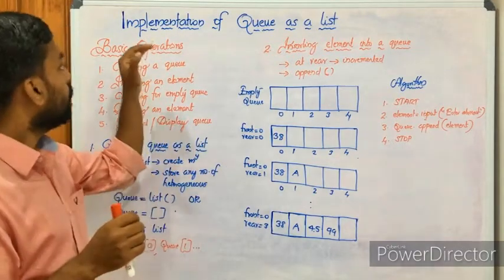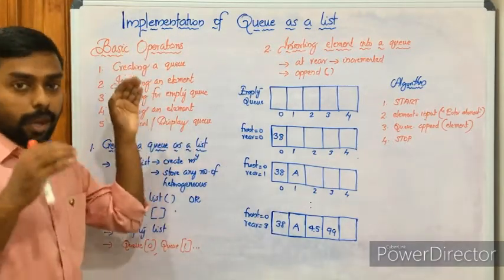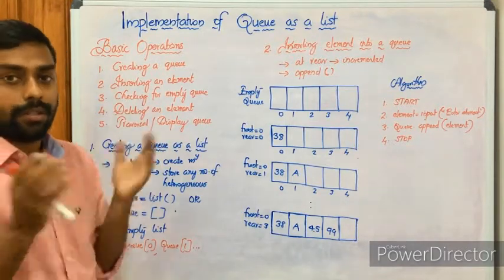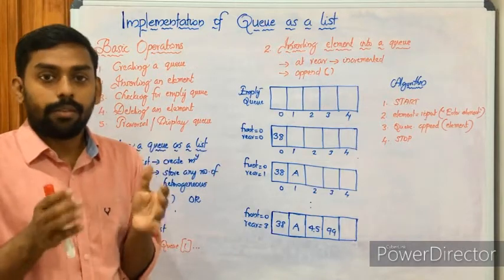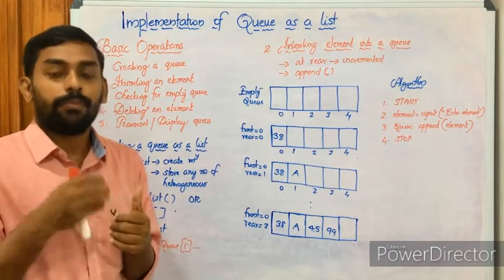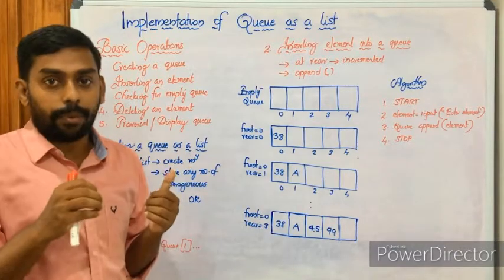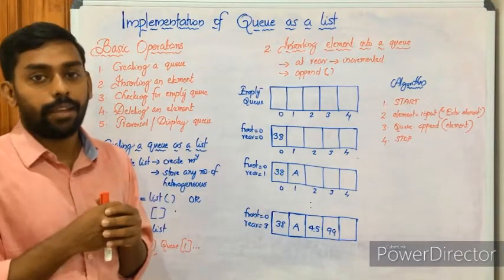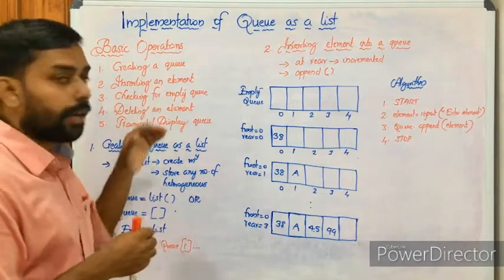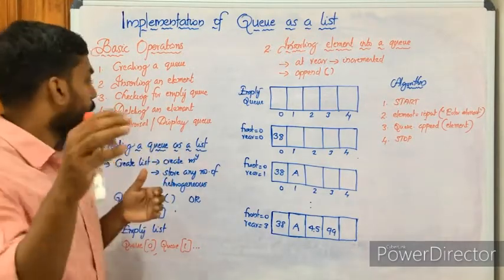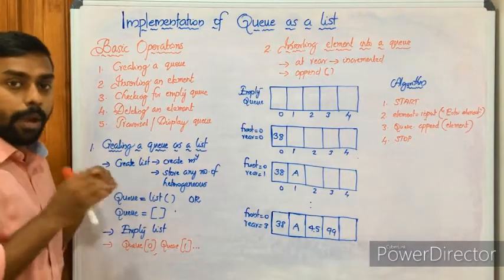These are the main operations which can be performed on a queue. The first, creating a queue, just like creating a stack. Then inserting an element into the queue, then checking for an empty queue. The fourth one, deleting an element from a queue, and finally traversing or displaying elements. These are the operations we have discussed in the case of stack as well. So we can look at them one by one.